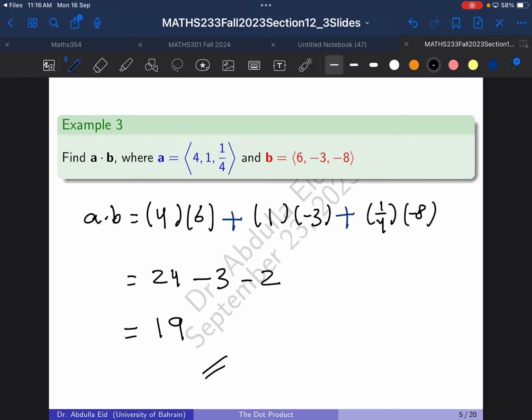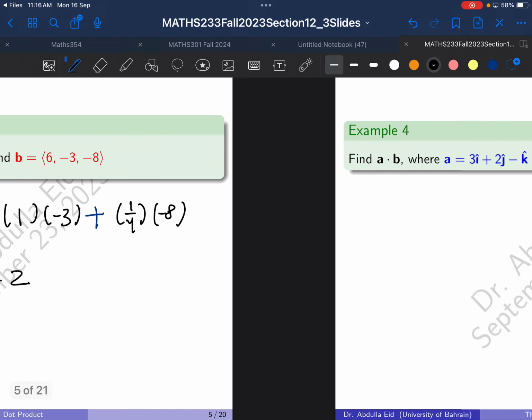The next one, I will give you the vectors A and B in terms of ijk. It doesn't matter if it's with ijk, the idea is the same. Again, we multiply the number in front of i with the number in front of i, because this is the first and the first. We multiply the number in front of j with the number in front of j. And finally, we multiply the number of k with the number of k, and that's the whole idea.